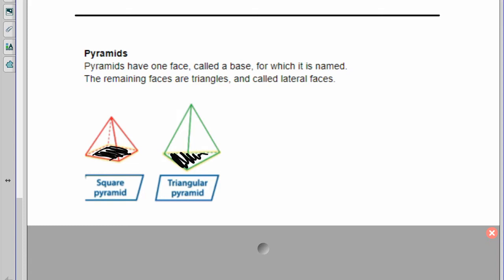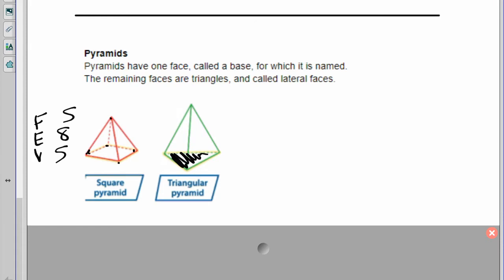If we looked at the faces and edges and vertices, this one has 5 faces, right? 4 on the side and 1 on the bottom. It has 8 edges, right? It has the 4 on the side and the 4 on the bottom. And it has 1, 2, 3, 4, 5 vertices.